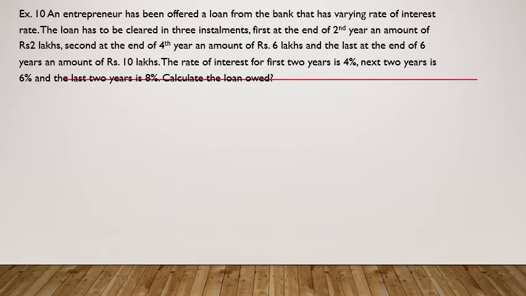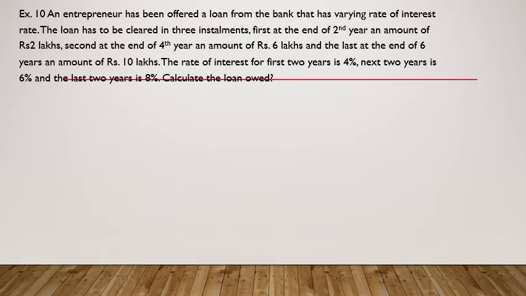A loan has to be cleared in three installments. First, at the end of second year an amount of rupees 2 lakhs, second, at the end of fourth year an amount of 6 lakhs, and the last, at the end of 6 years an amount of rupees 10 lakhs. The rate of interest for the first 2 years is 4%, the next 2 years is 6%, and the last 2 years is 8%. Calculate the loan owed.